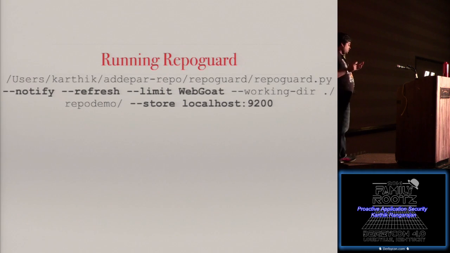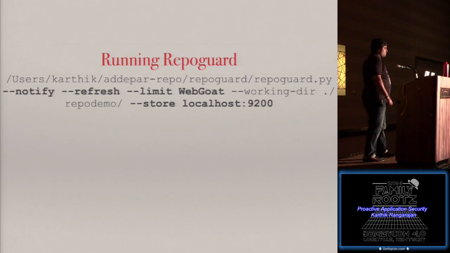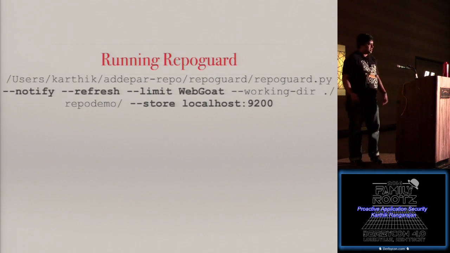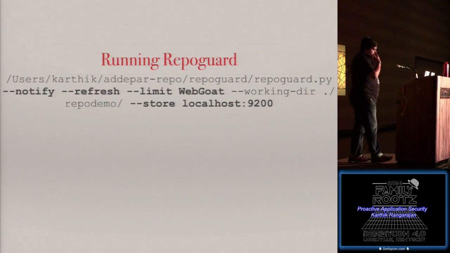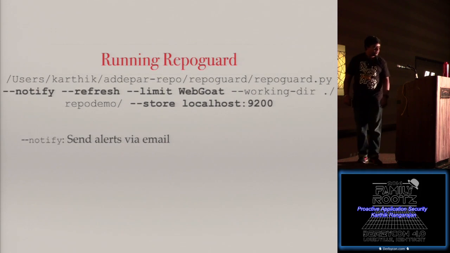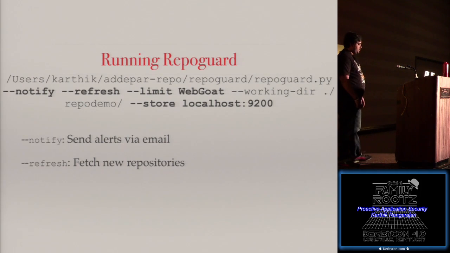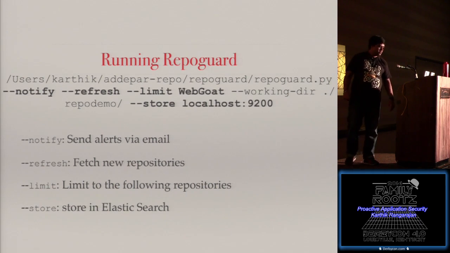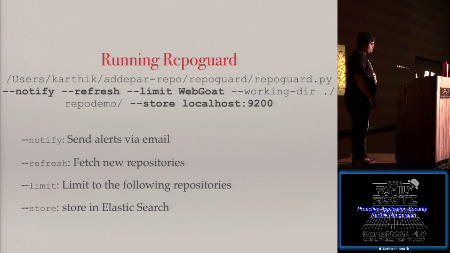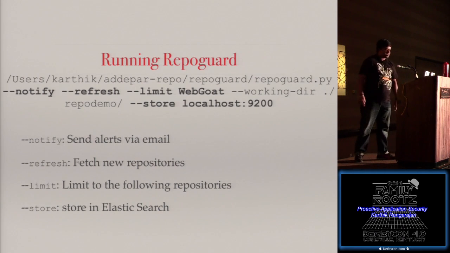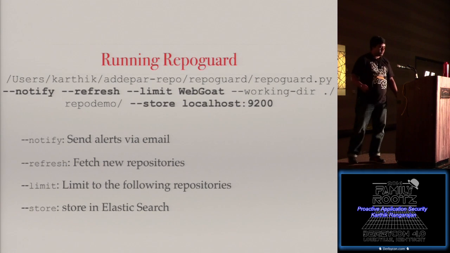Running RepoGuard, also pretty fast. All the requirements are cleanly laid out. The documentation is really good. You just have to add the configuration file for it, give it the required things, and you can just run it. --notify sends you emails, --refresh fetches new repositories, --limit limits to the repositories that you care about, and it stores results in Elasticsearch. The Elasticsearch part, at least for the context of what we're speaking about, is pretty important, but we're going to speak about that in a little bit.